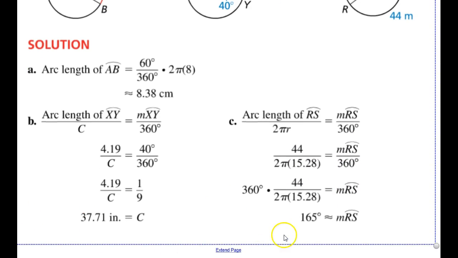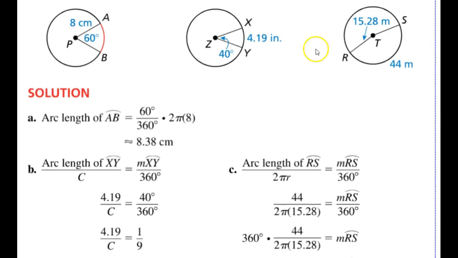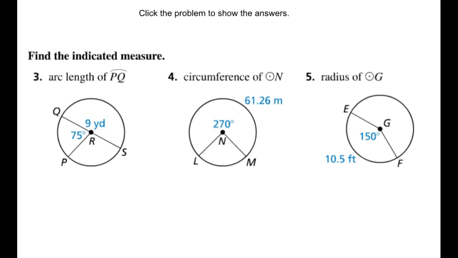I see that that angle is about 165 degrees, which if I look at the circle, makes a lot of sense, seeing as this is a pretty big angle. It's not quite half of my circle, but it looks like it's close. So mathematically, I think I'm right on. Here are a few that I want you to try using those same steps that we just did.